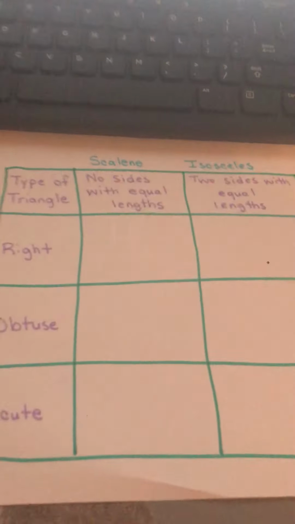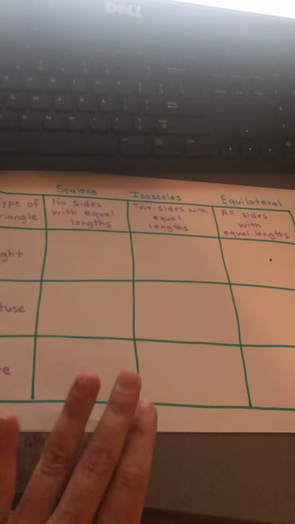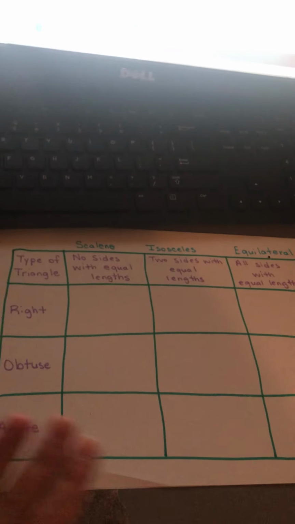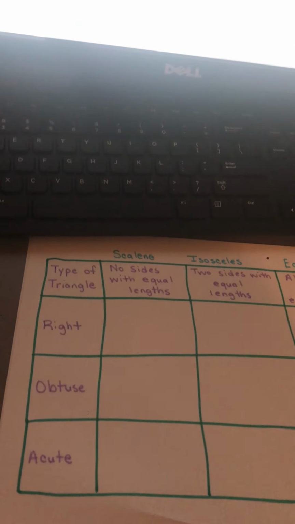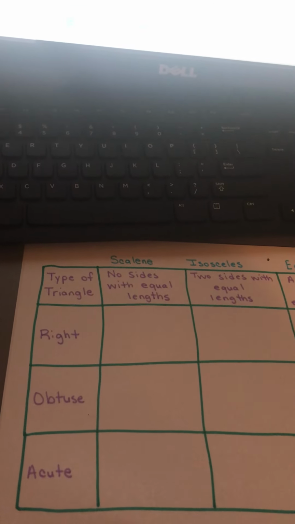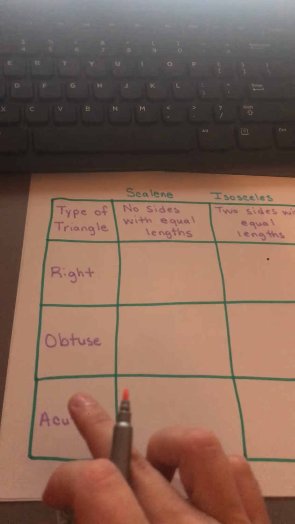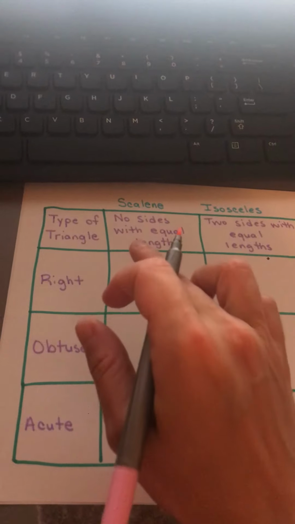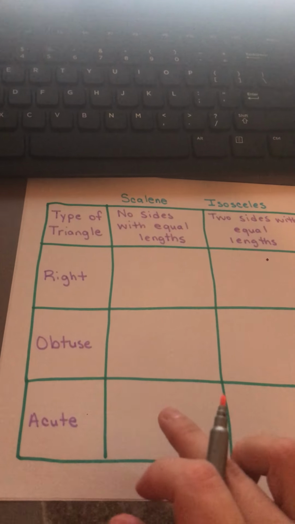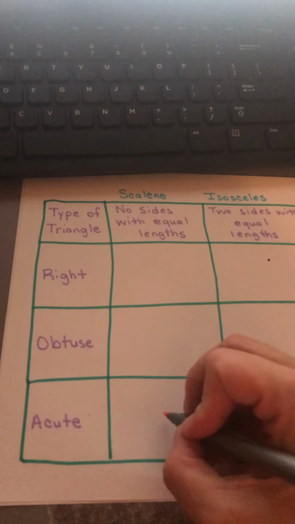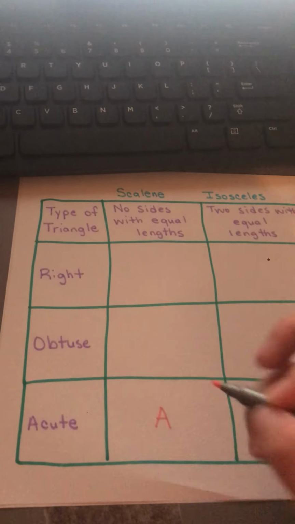So I made a little chart here because the circles yesterday just weren't working. So it's an acute scalene triangle. So I'm going to go to acute scalene. So right here, scalene, and acute is triangle A. Okay? Now I'm going to move to B.